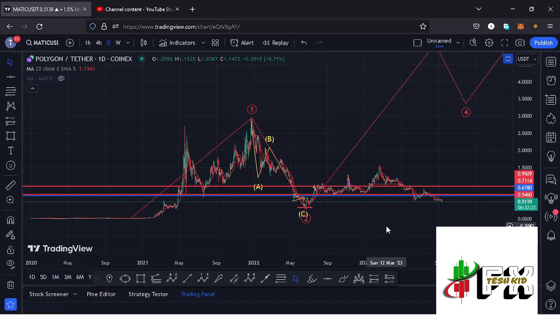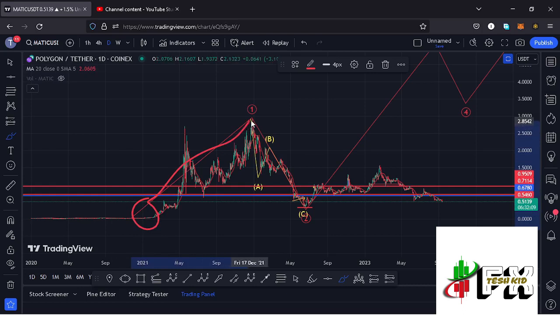And allow me to start the video on the daily chart by first giving you the long-term Elliott analysis, where you can see that from these low prices back in 2021, we saw this massive bounce to the upper side in a move that gave us an all-time high at around the $2.89 mark, in a move that completed the formation of this larger Elliott wave count 1.